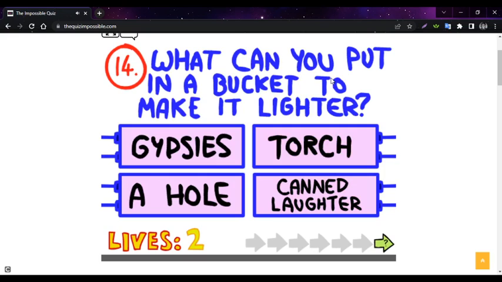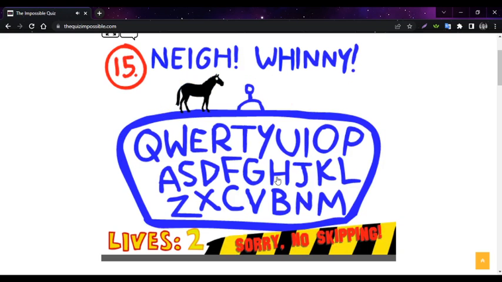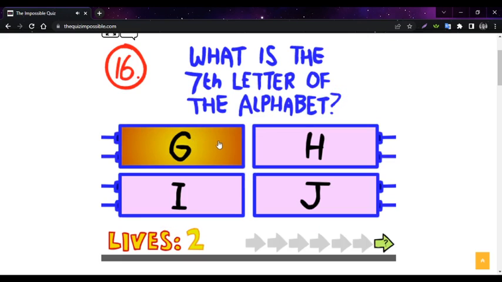But can put in a torch to make it lighter. What can you put in a bucket to make it lighter? Sorry. Torch? Maybe? I remember when I was younger, I just clicked every single letter here trying to get it right.